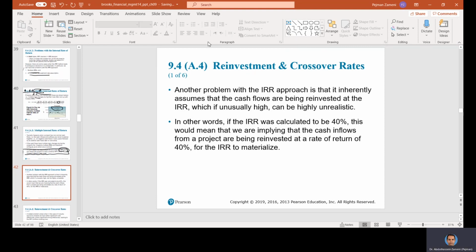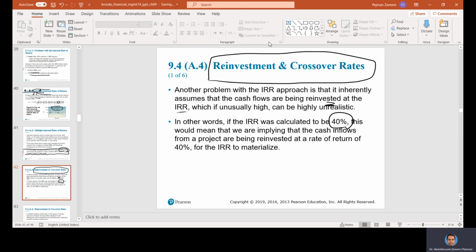Okay. Another issue, if you remember, was the reinvestment and crossover rates. Let's see what this means. Another problem with the IRR approach is that it inherently assumes that the cash flows are reinvested at the IRR rate, which, if unusually high, can be highly unrealistic. In other words, if the IRR was calculated to be 40%, this would imply that the cash inflows from a project are being reinvested at a rate of return of 40% for the IRR to materialize. What does this mean?